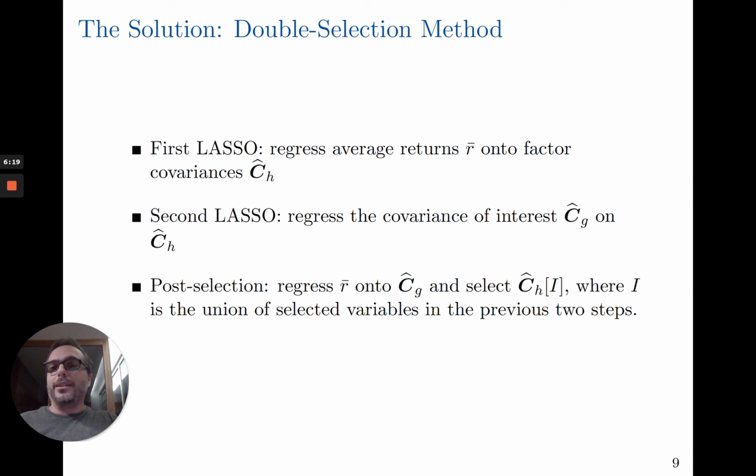Okay? So what's the idea? We do a Lasso regression of average returns on factor covariances, and we regress the covariance of interest, the additional factor covariance, on the remaining factor covariances. We select the controls that appear to be relevant in either of the two regressions. The final step is to regress average returns on the covariance of the additional returns and on the selected factor covariances.